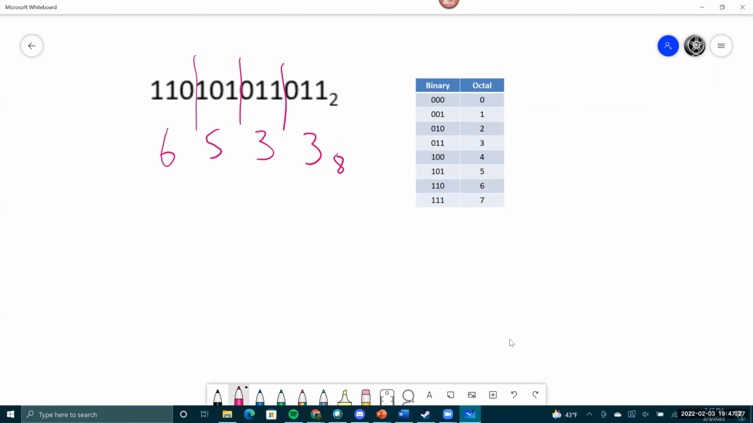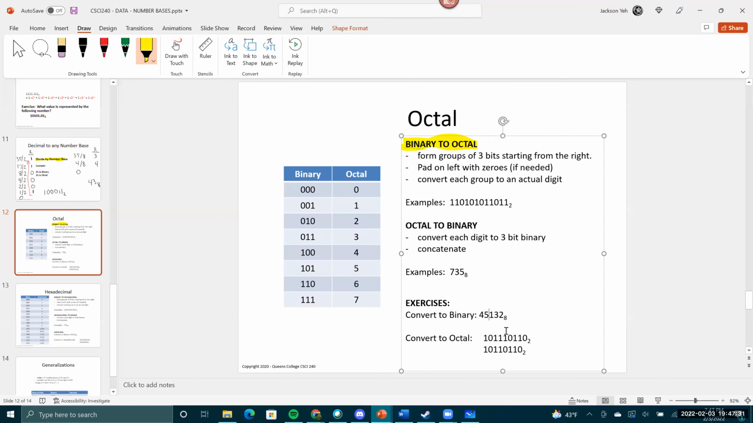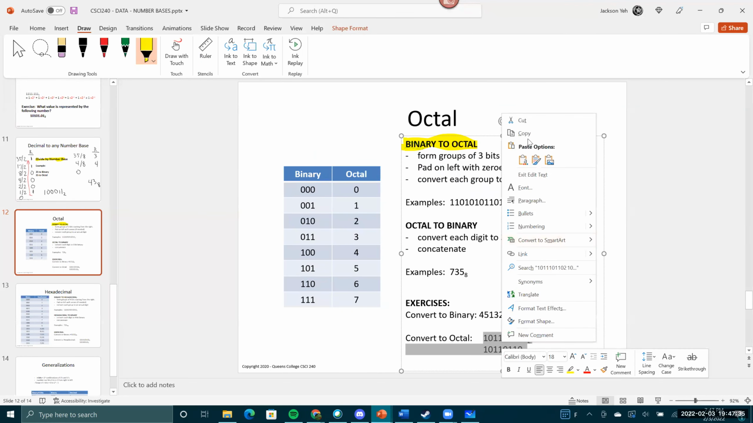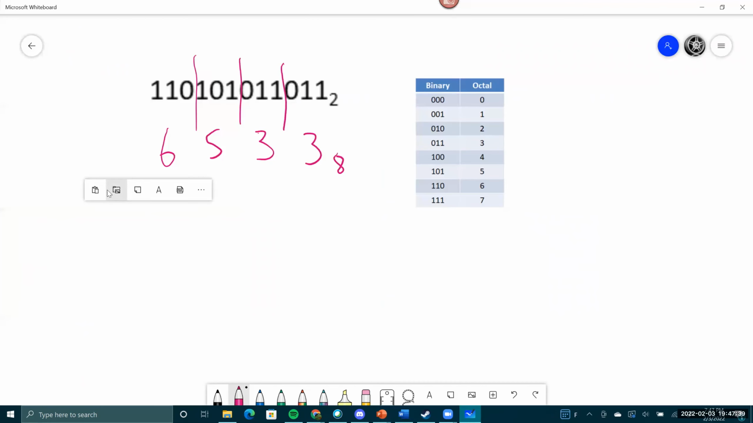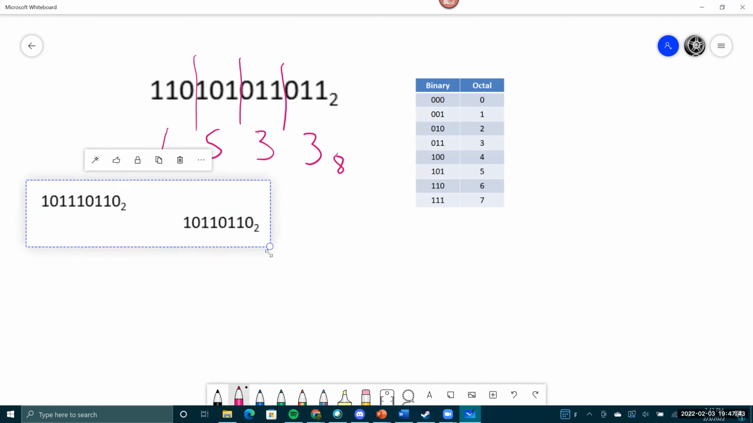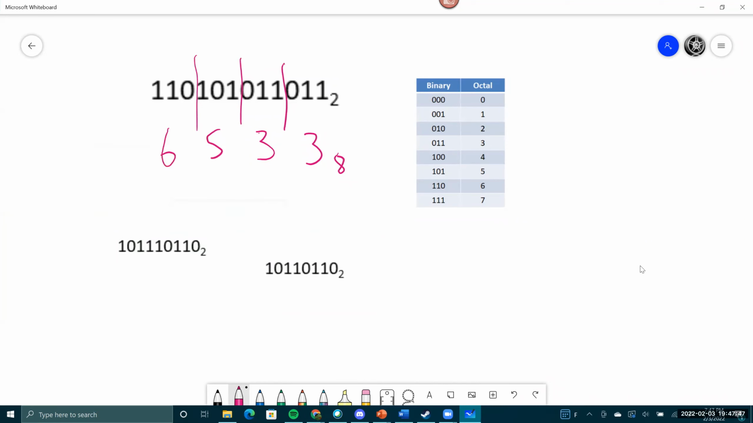All right. So I'm going to give you guys this exercise to do. Here are 2 numbers. I want you guys to do it. I'll give you like a minute. I want you to do these two problems. Convert these binaries to octals.